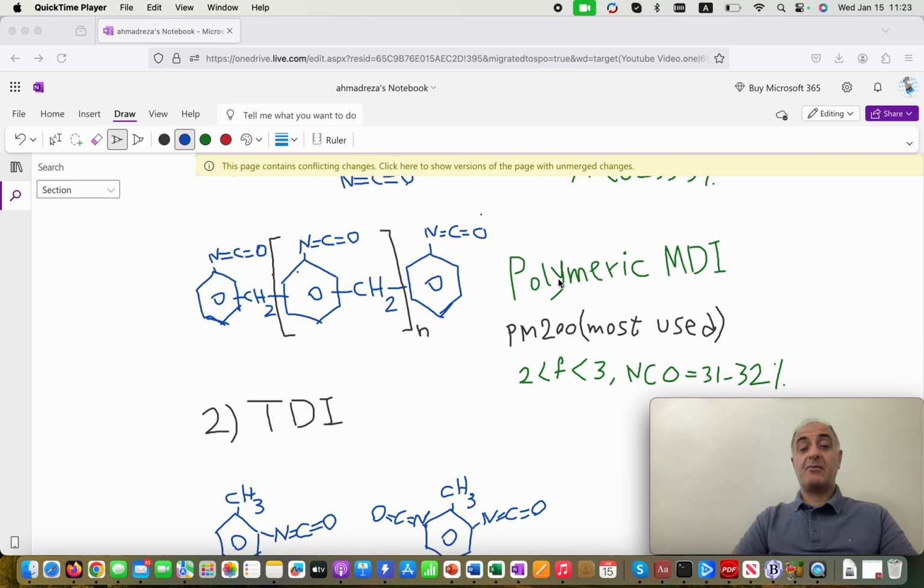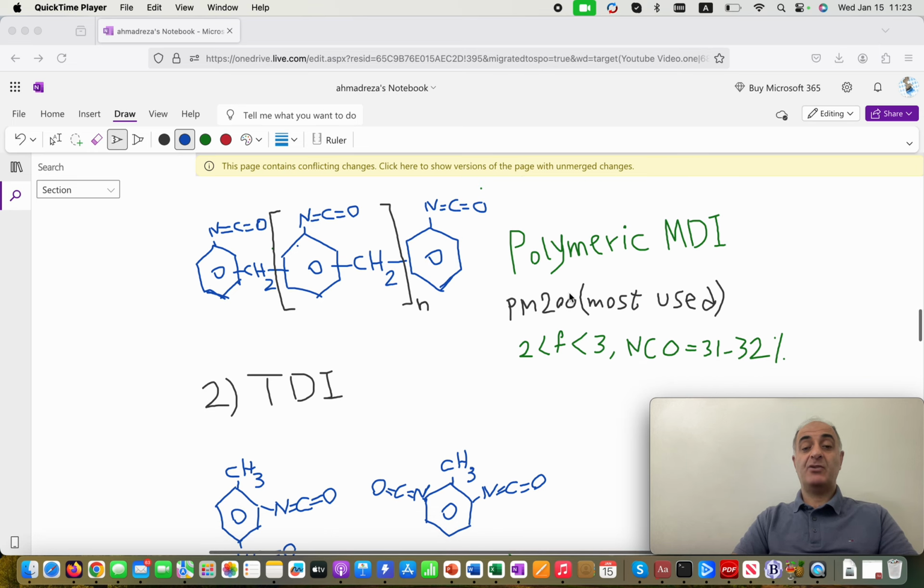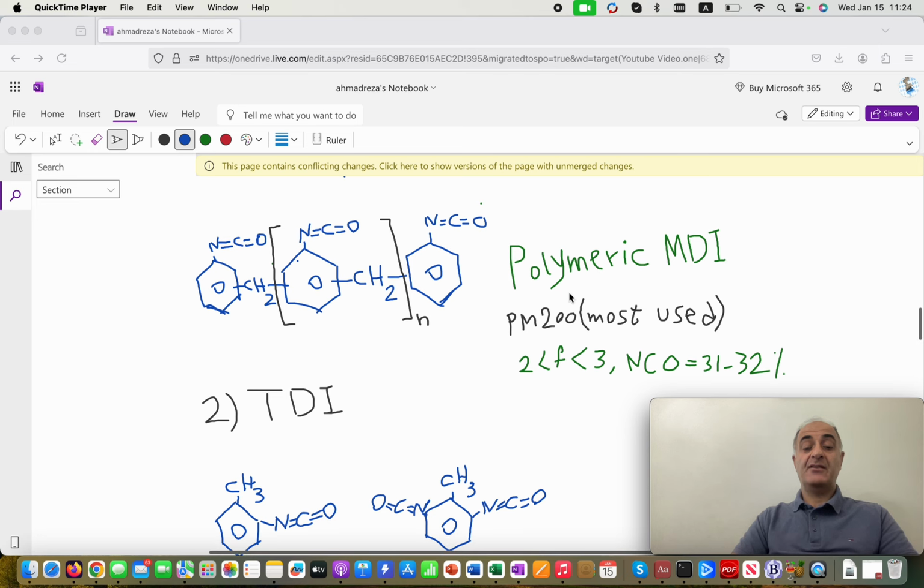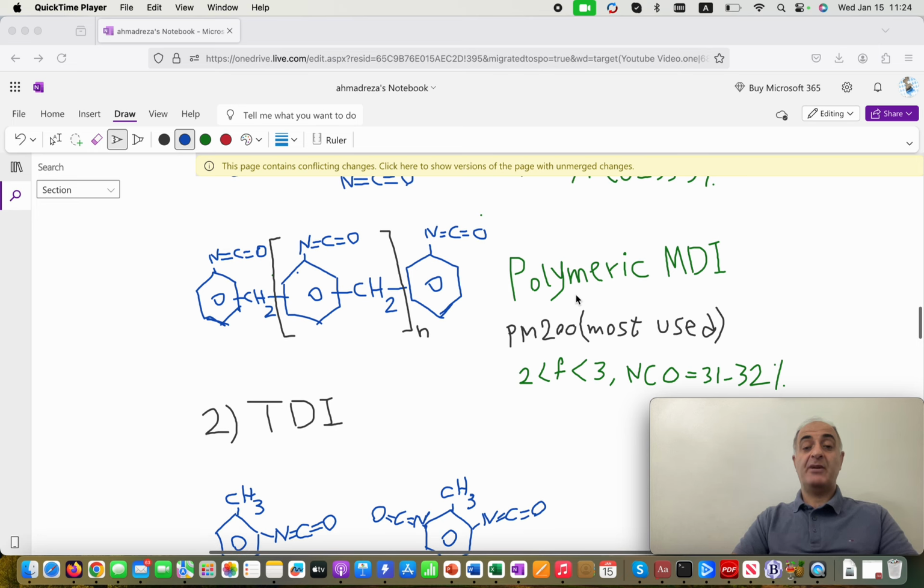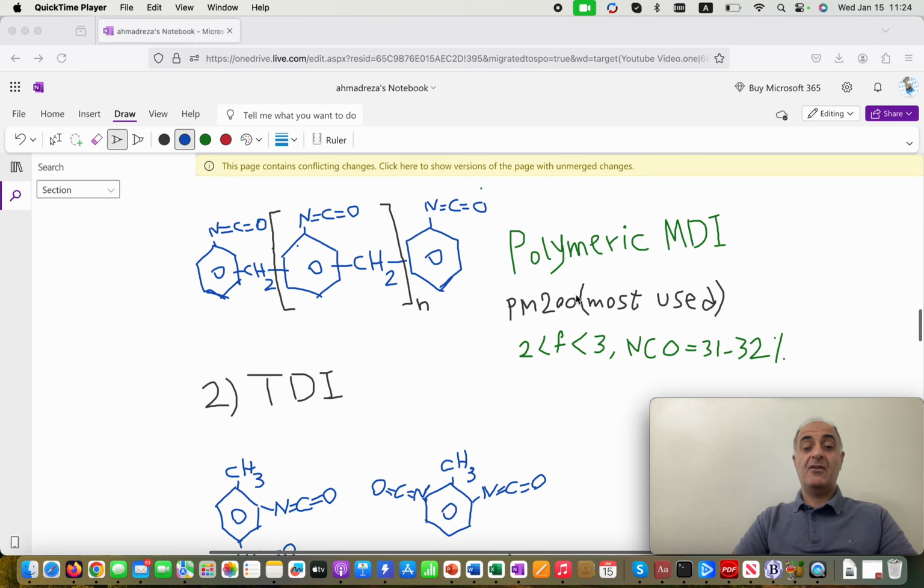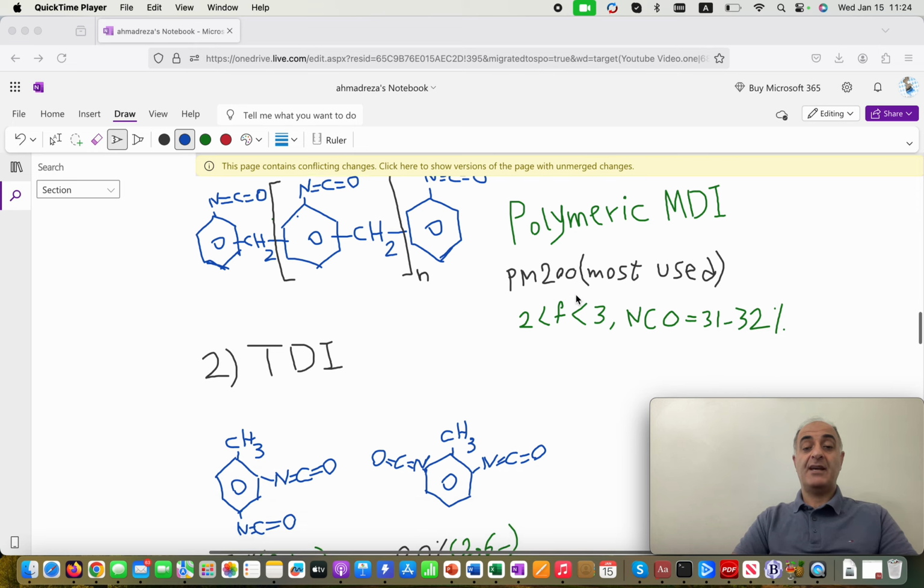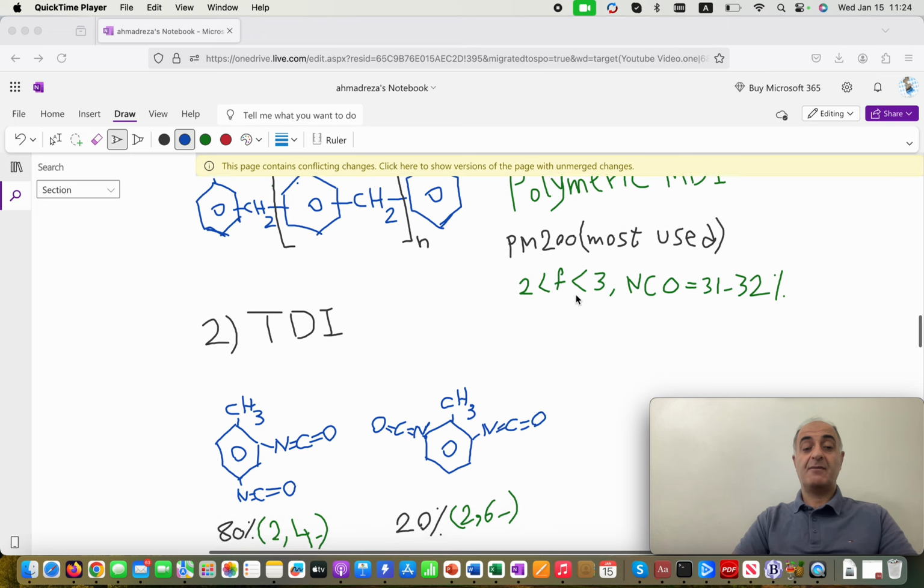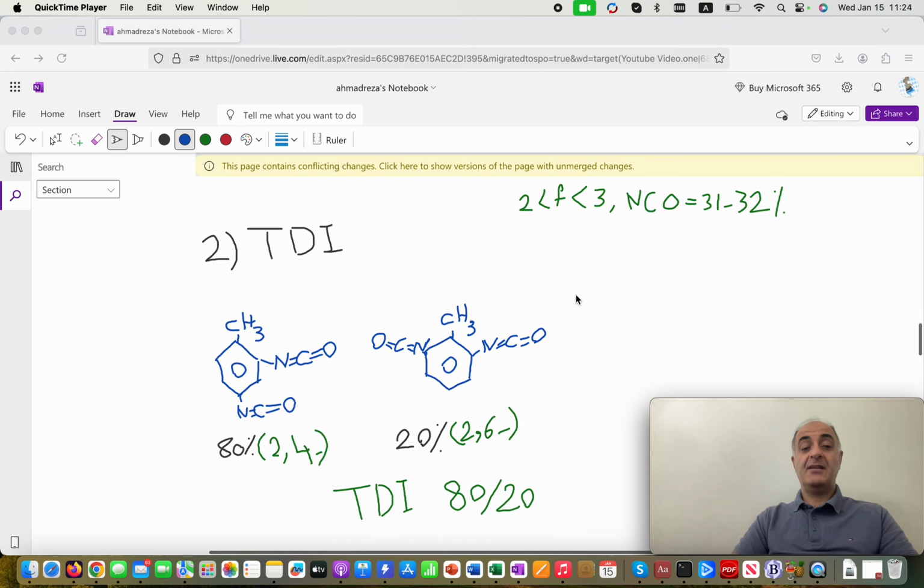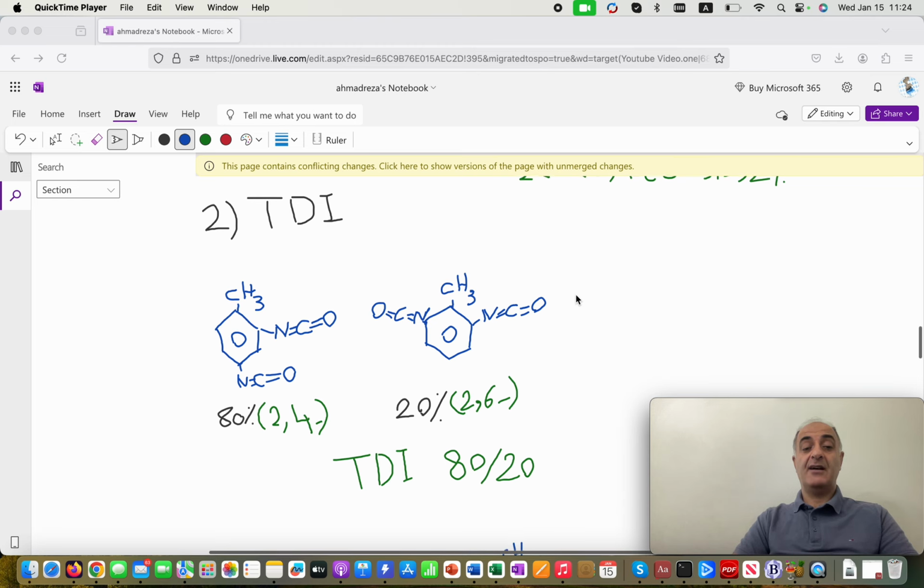For example, it is used in sandwich panel production, refrigerators, and so on. And sometimes polymeric MDI is also used in the formulation of the isocyanate for flexible foam and case products. The second class of the aromatic isocyanate is called TDI.